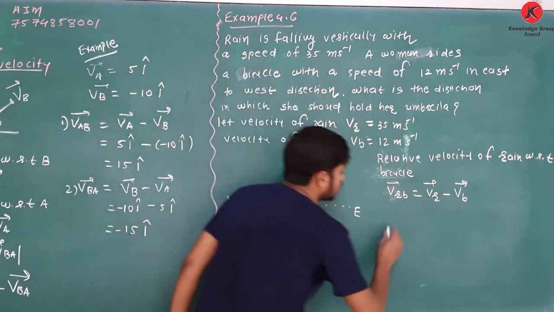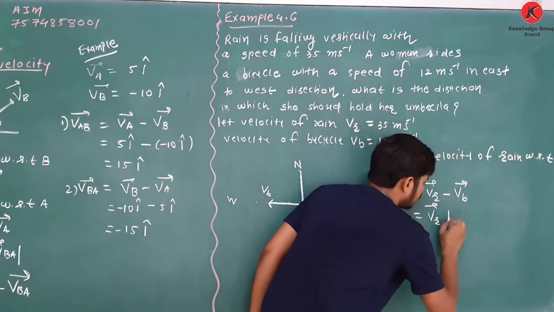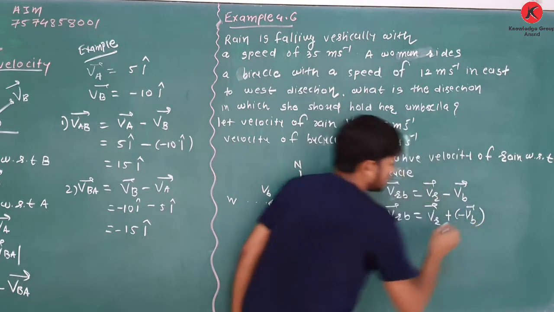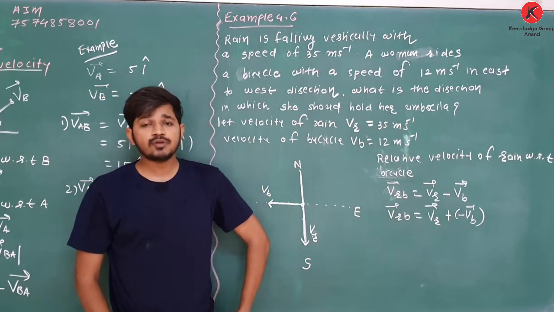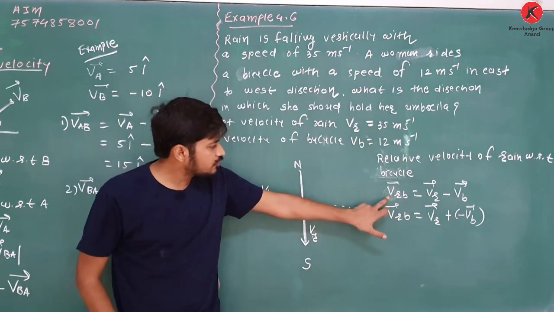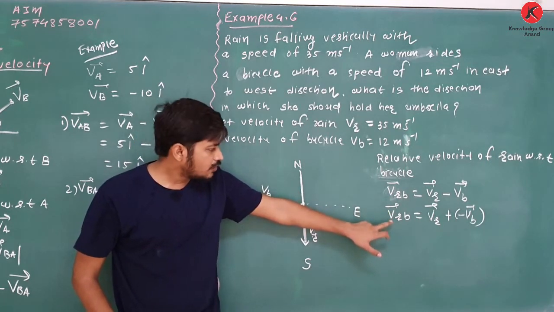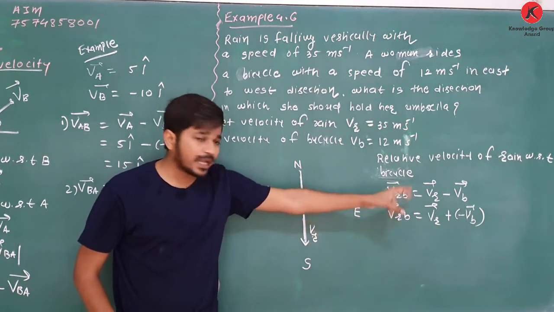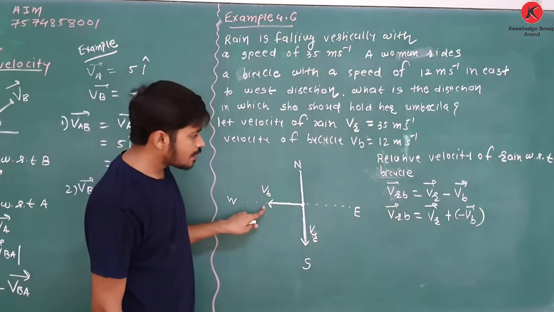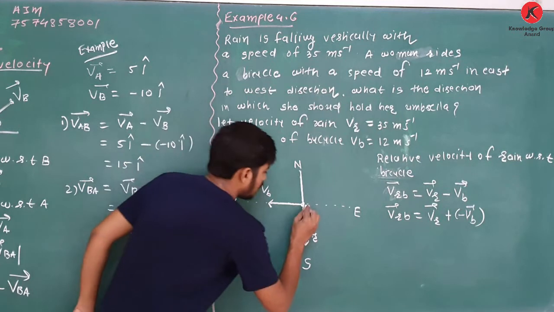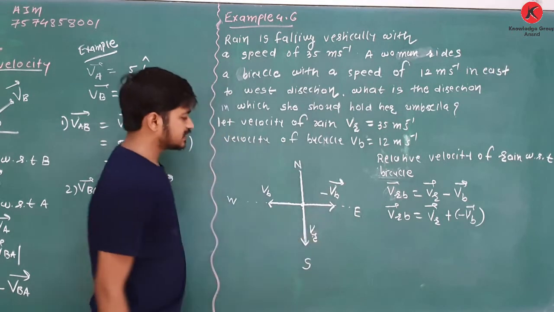Now see, what is the meaning of this VRB? VR minus VB means I can also write this as VR plus minus VB. Remember the method of vector addition with the help of the triangle method, and subtraction. VRB is the velocity of rain with respect to bicycle. Its equation is VR minus VB, written as VR plus minus VB. Now see, it is VB. Then what is minus VB? Minus VB will be in this direction.